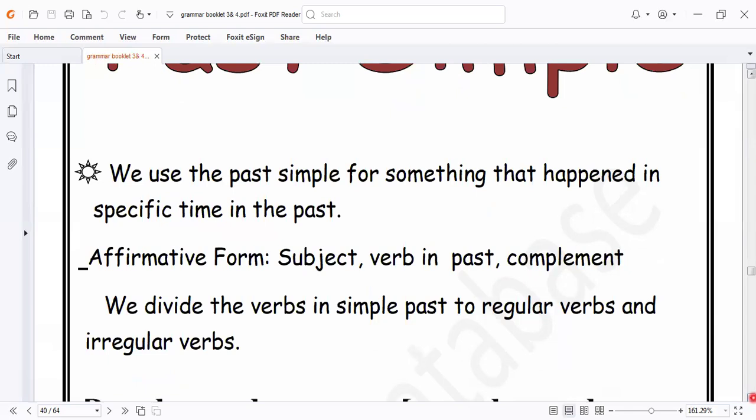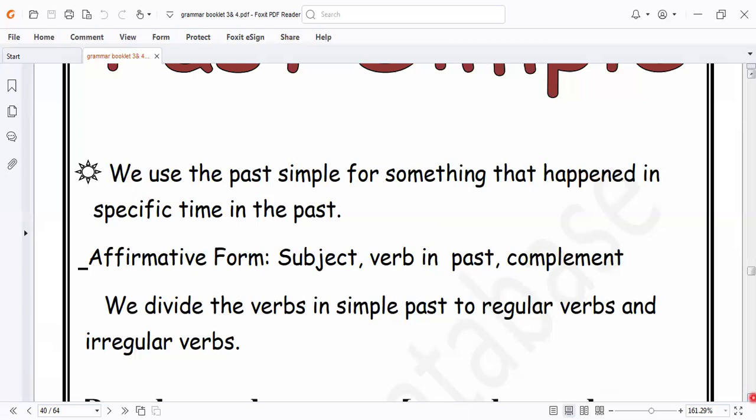When we say yesterday, for example: I went to my grandparents. I played with my cousin. I bought some chocolates and candies and so on.